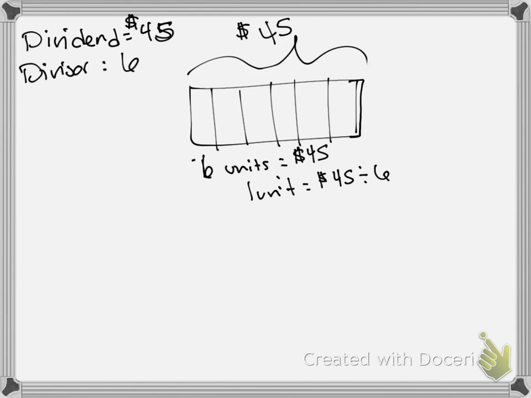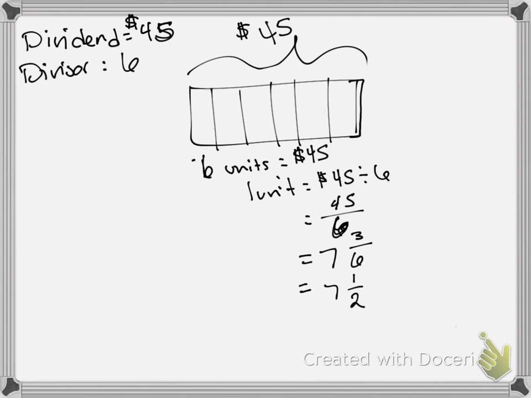So we can use our long division over here, or we know our multiples of 6. We can either do repeat addition, count groups of 6, or just know that 6 times 7 is 42. So we got 7. How much do we have left over? 3. So 3/6 equals 1/2. So that's 7 1/2.